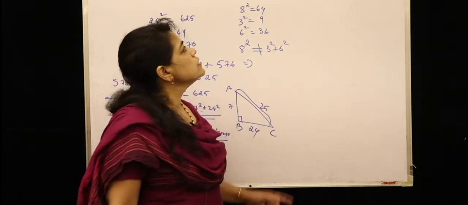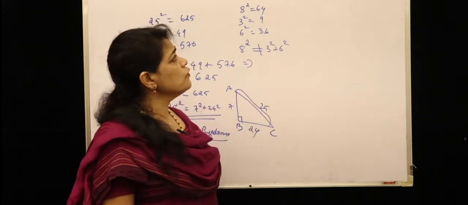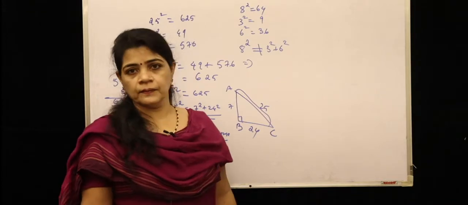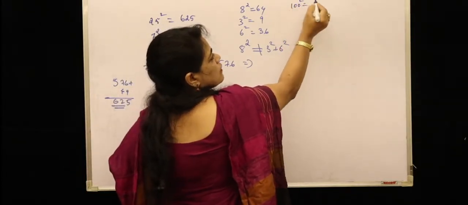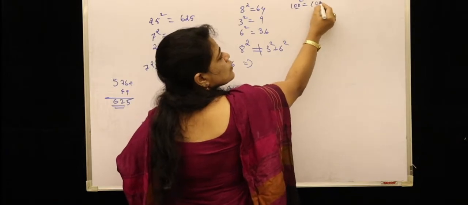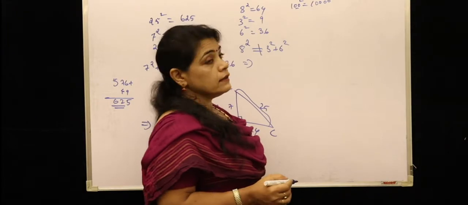Okay, so this is not possible. And what about the third question? Here we have 50, 80, 100. So we are taking first 100 square. 1, then 2 0, so 4 0. Into 100, that is 10,000.